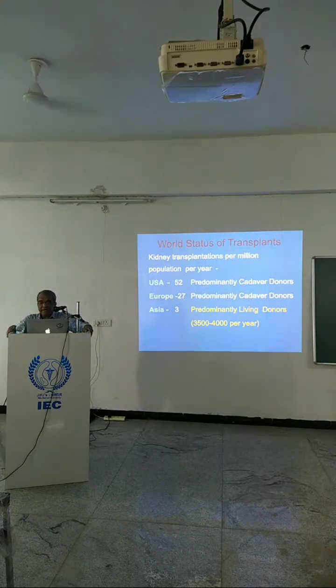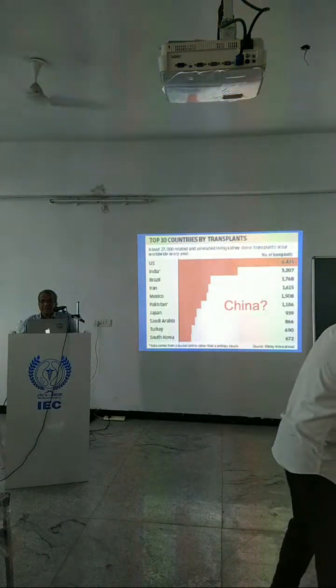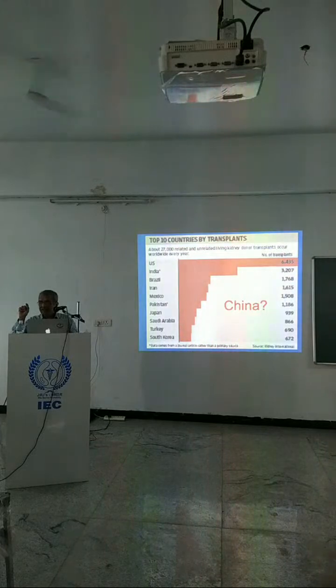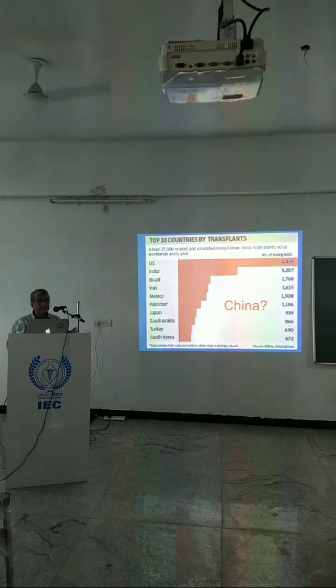As for the share of cadaver donors, the USA is 52, then Europe 27, predominantly cadavers, and in Asia predominantly living donors. Our cadaver program is not very active. Among the top 10 countries by transplants, the US is maximum and India is second. In between is China, because China's numbers are not authentic. They are taking organs from those who are executed. Prisoners are taken for execution, and immediately their organs are transplanted. They don't publish, but this is already documented. The rate of cadaver transplant in China is very high, but there is no documentation because of illegal things.